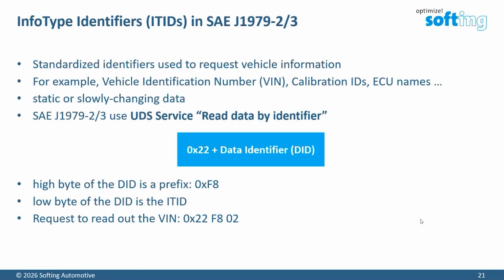And here we again use the read service, read data by identifier, which starts with service ID 22, followed by a 2-byte data identifier. And the high byte of the data identifier, the DID, is a prefix. Here it is F8 for infotype identifiers. And the low byte of the DID is the infotype identifier. And there is also an example for the request to read out the vehicle identification number, the VIN. It's service ID 22, followed by F802.